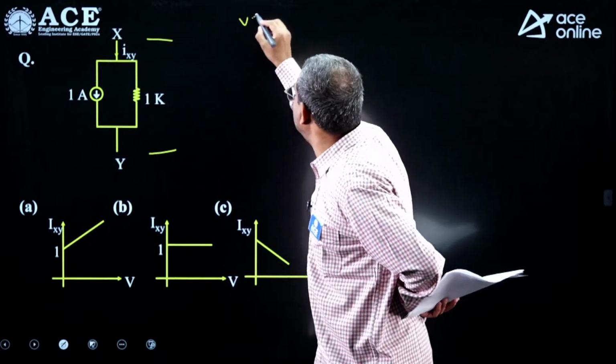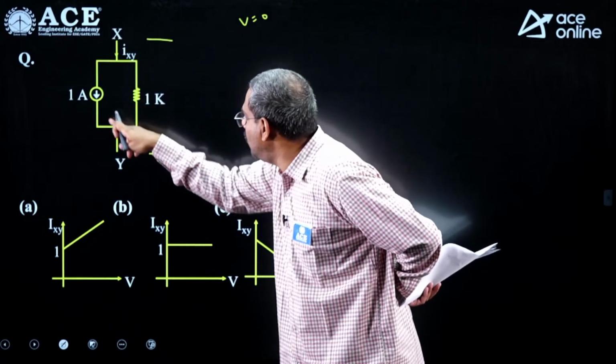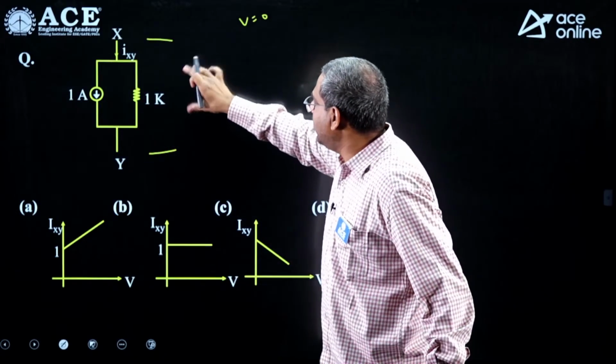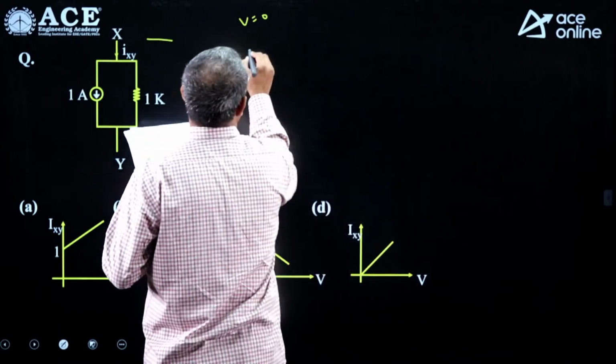When voltage is 0, open circuit, this current only will flow here. So 1 ampere into 1 kilo, that will be the... So when this is open circuit, that is what I saw. So this I is going to be 1 ampere.